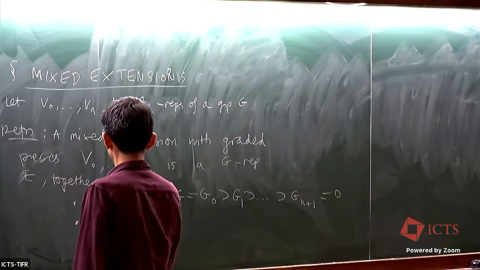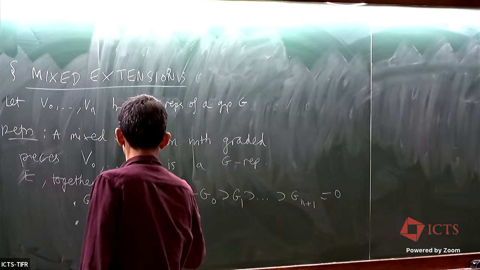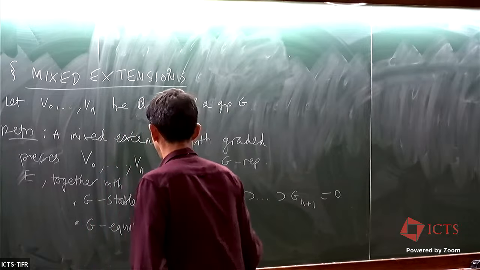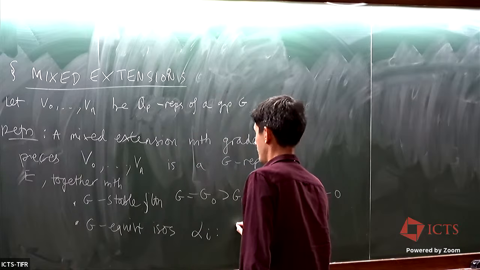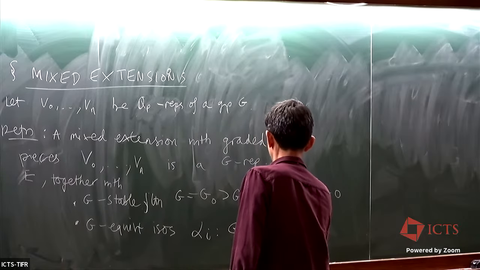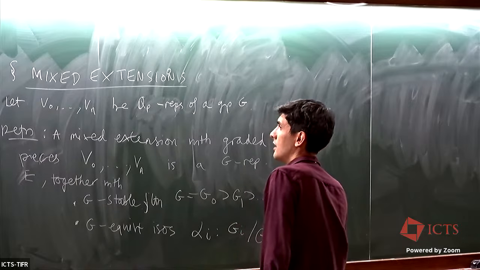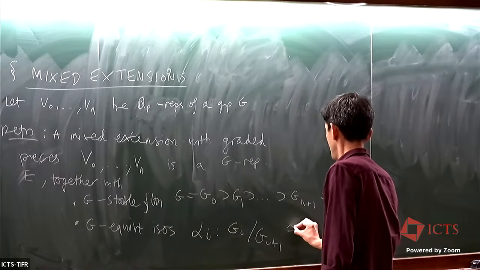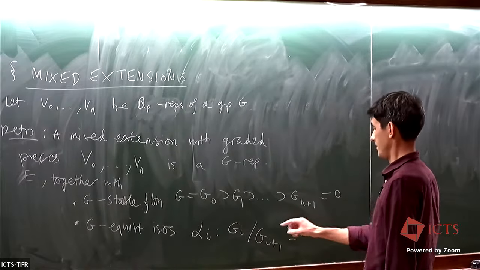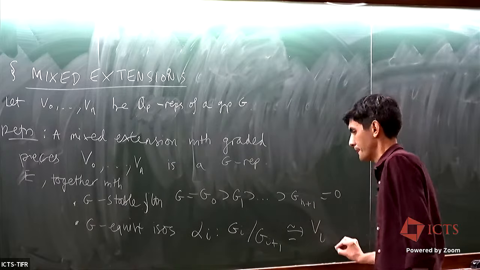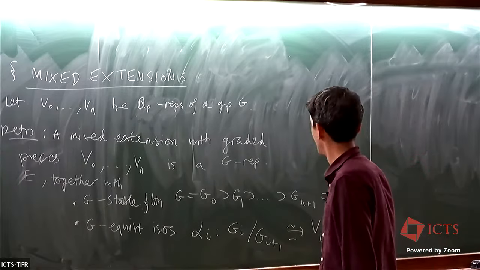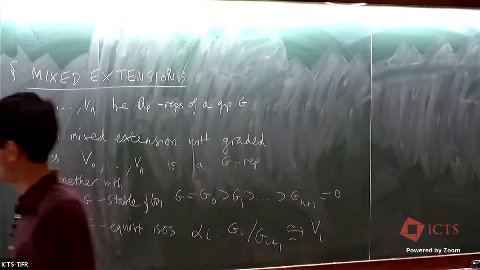And G-equivariant isomorphisms from the graded pieces to my fixed graded pieces. So I'll give an example before I go on.